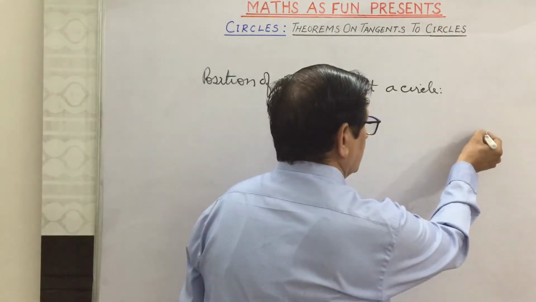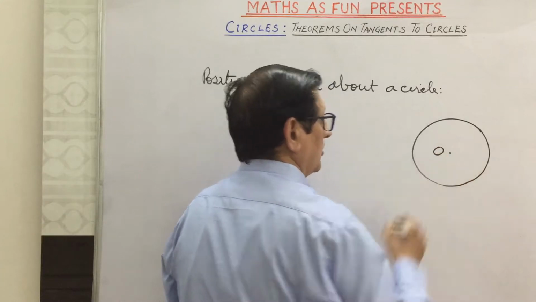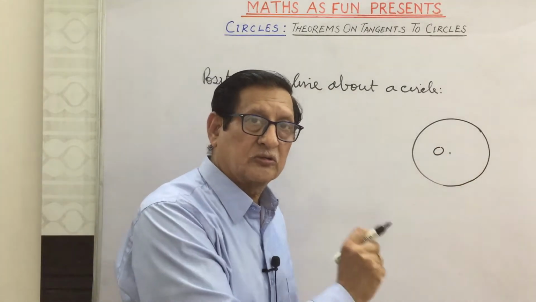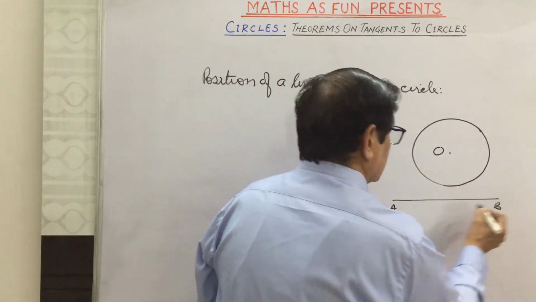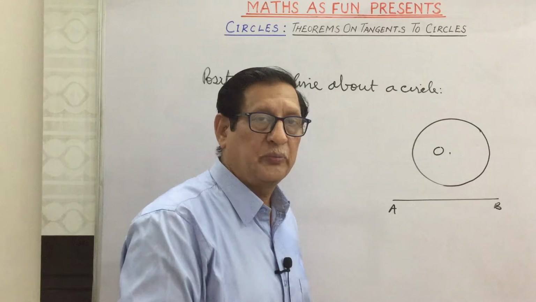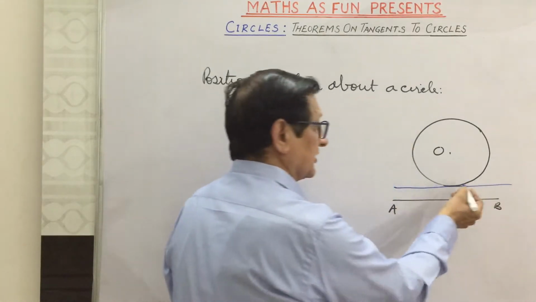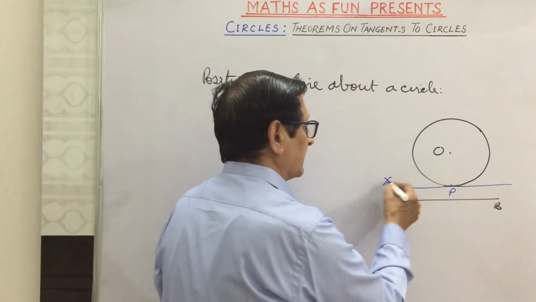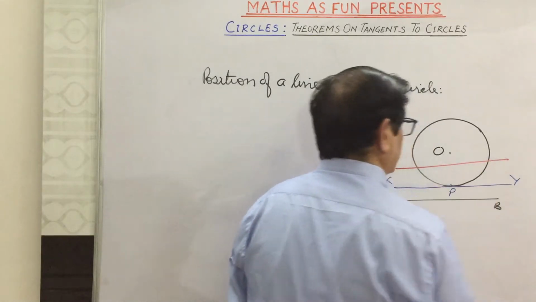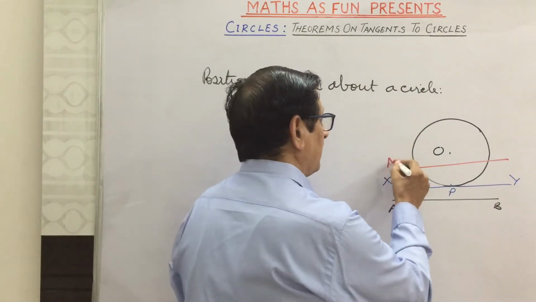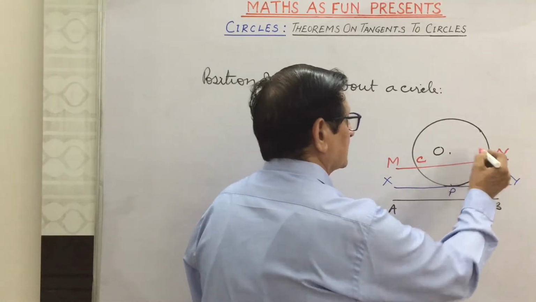Suppose we have a circle here with center O. Then we can draw three different lines here. One is this line AB, which is not intersecting the circle at any point. Another may be the line which is intersecting this at one point P. Suppose this line is XY. And the third line we can draw here, suppose MN, is intersecting this at the points C and D.